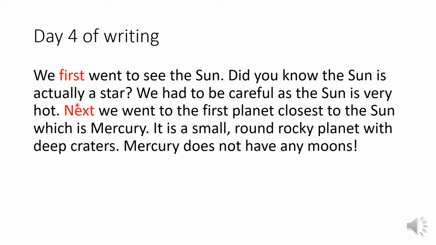So again, I've highlighted that word because it's a good word to begin our next sentence with. Next, we went to the first planet closest to the sun, which is Mercury. It is a small, round, rocky planet with deep craters. So that is my description sentence. Mercury does not have any moons, and again, I've added in a fact.